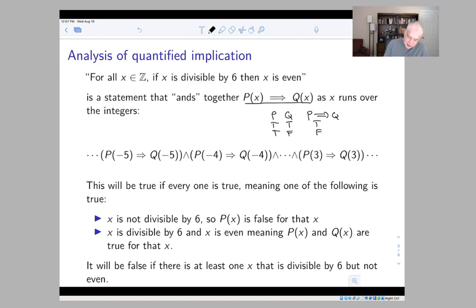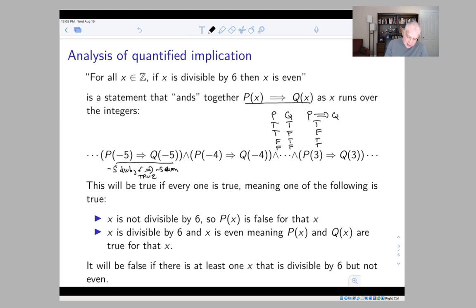An implication is only false in the situation where the hypothesis, the P statement, is true and the conclusion, the Q statement, is false. Otherwise, it's true. So this gigantic and, each of these implications is going to be true if either x is not divisible by 6. Remember, P is the statement, x is divisible by 6. So for instance, this one here, which says, if minus 5 is divisible by 6, then minus 5 is even. I mean, that's kind of a weird statement, but it's a true statement because, as it happens, minus 5 is not divisible by 6. So this statement here says minus 5 divisible by 6 implies minus 5 even. And that's true for the silly reason that minus 5 is not divisible by 6.